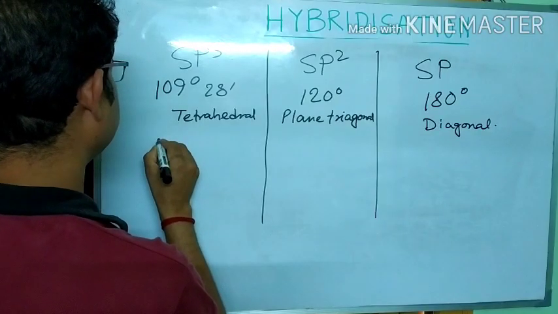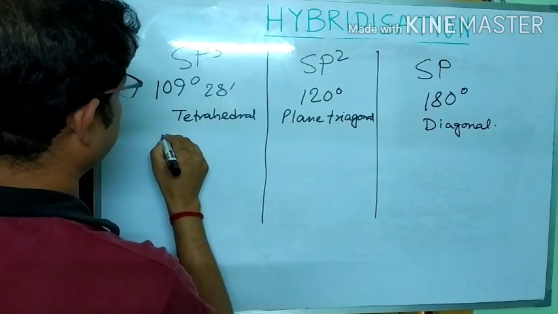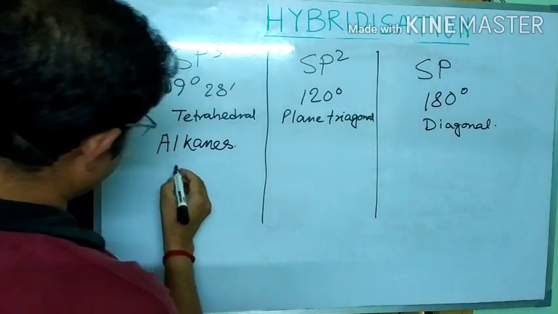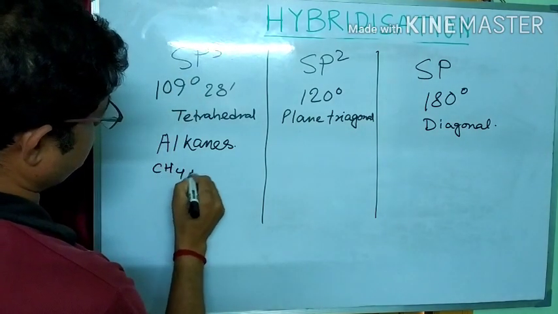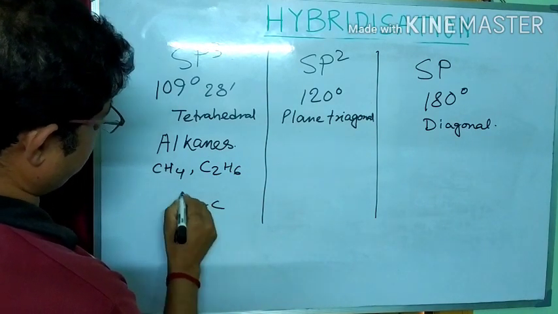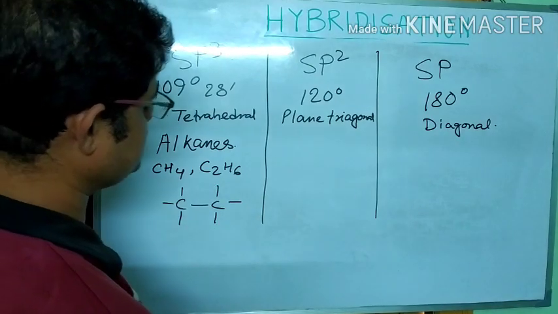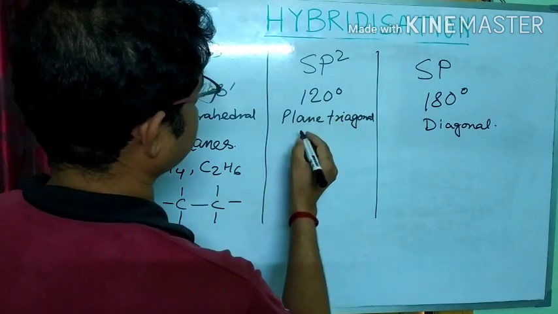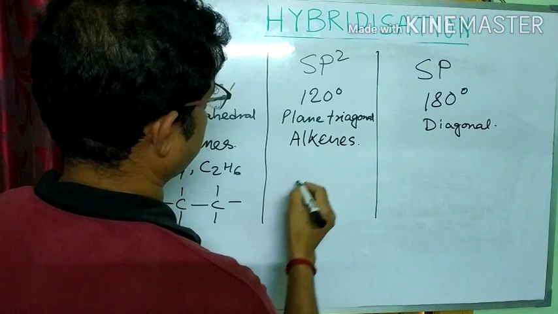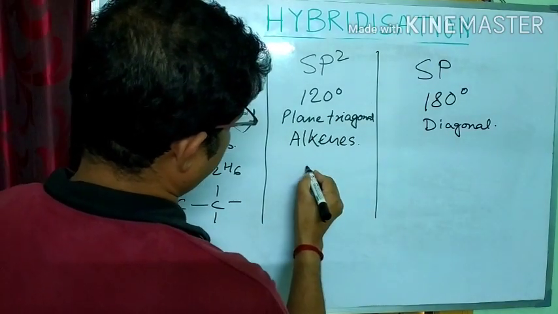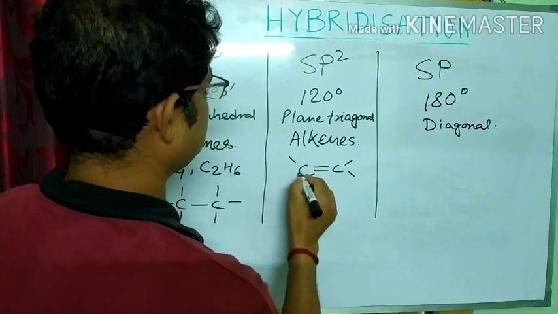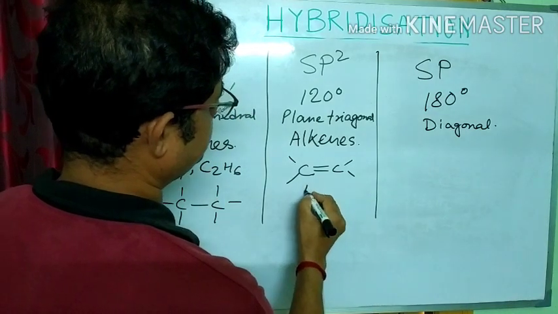sp3 hybridization is found in alkanes, like methane and ethane. Here all single bonds are present. sp2 hybridization is found in alkenes, where one carbon-carbon double bond is found. It is the case in ethylene.